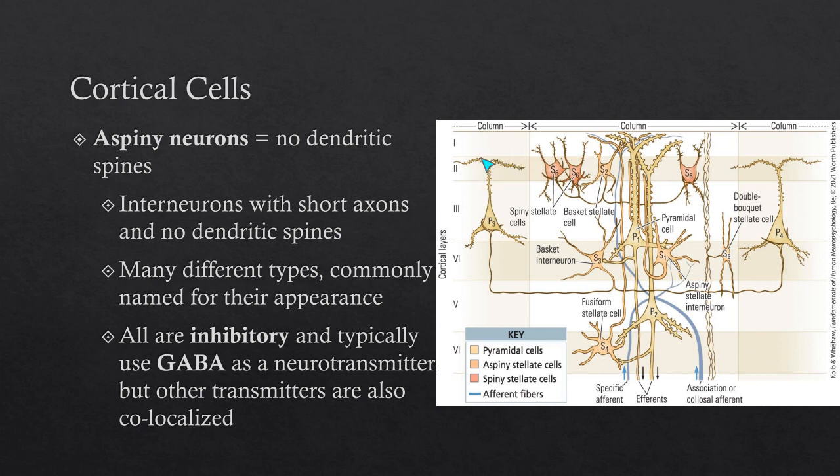dendritic spines. If you look up here, this pyramidal cell has the dendritic spines. If we look at our spiny stellate cells, they've got their dendritic spines. But if we look down here at these ones and these ones and these ones, they don't have those dendritic spines. So that's one difference between spiny and aspiny neurons. But the other difference is that where spiny neurons tend to be excitatory, aspiny neurons are inhibitory and typically use GABA as their primary neurotransmitter. There can also be other neurotransmitter systems occurring with them, but they primarily use GABA.